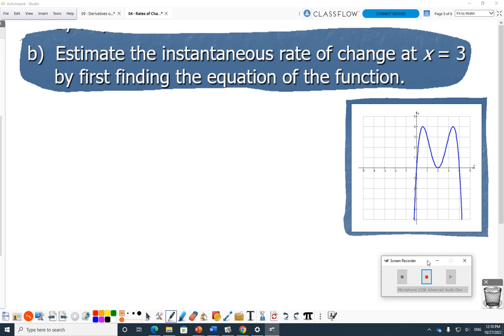Estimate the instantaneous rate of change at x equals 3. Yeah. Mr. Todd, I can't do x equals 3. Well, I could draw a tangent line, and then what do you want me to do? Just draw a big line and find its slope? If you're in physics, the answer is yes. But we're in math. We're going to do better. By first finding the equation of the function. You're going to find the equation of the McDonald's M here, Mr. Todd? How am I possibly going to do that?